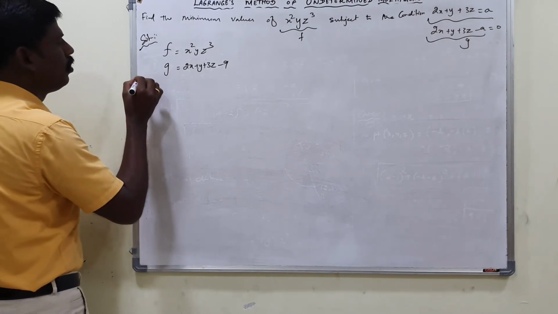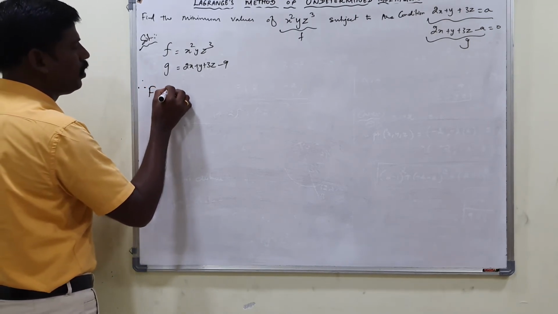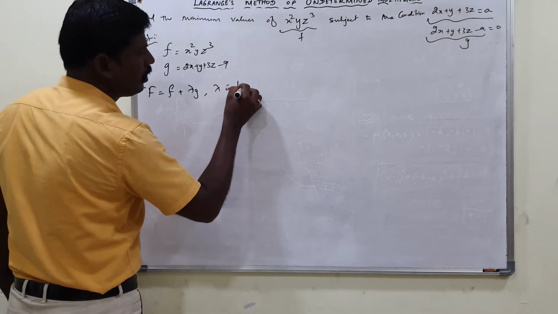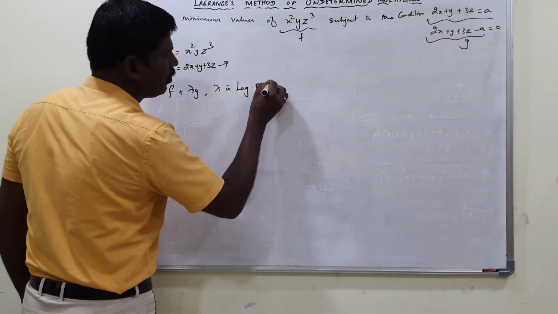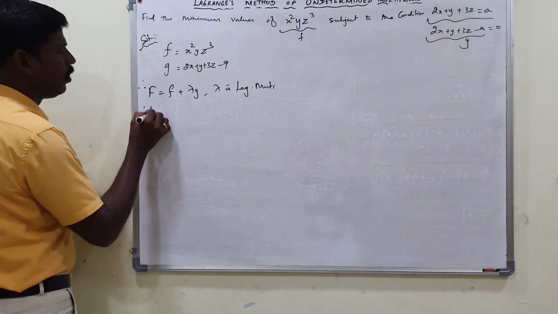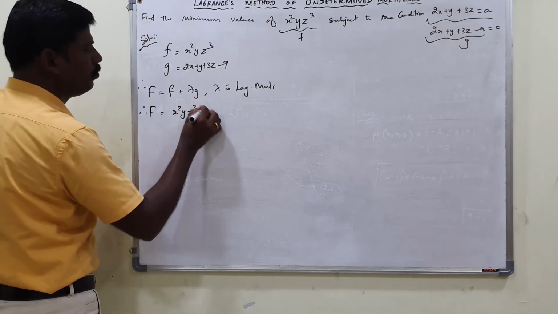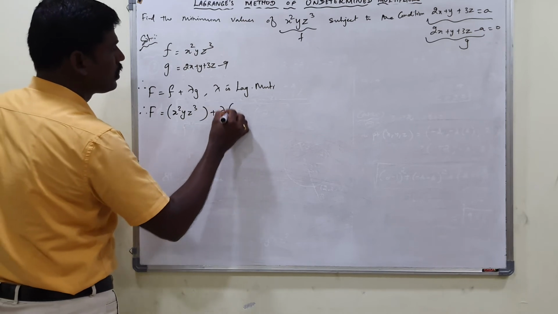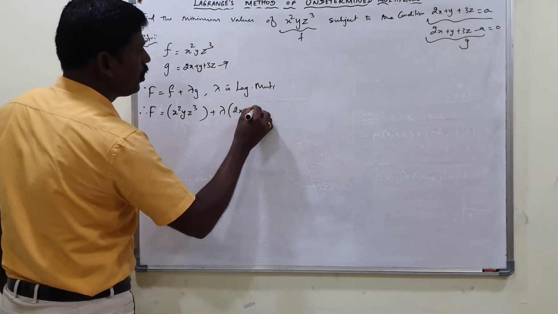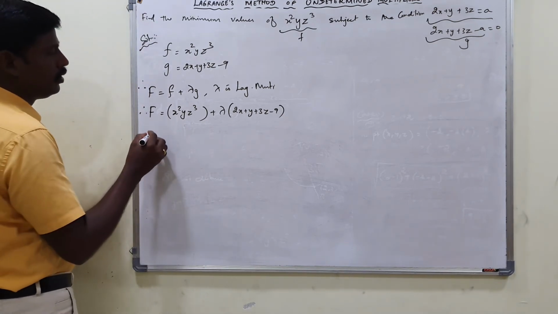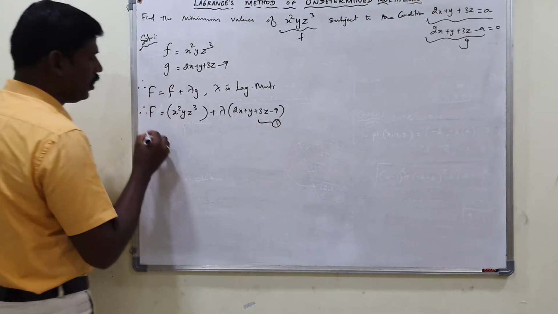Okay. Therefore, the auxiliary equation capital F is equal to small f plus lambda into g, where lambda is the Lagrange multiplier. Therefore, capital F is x square y z cube plus lambda into (2x plus y plus 3z minus 9). Call this equation number 1.